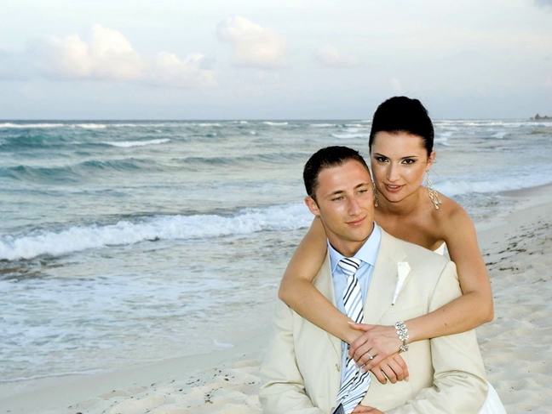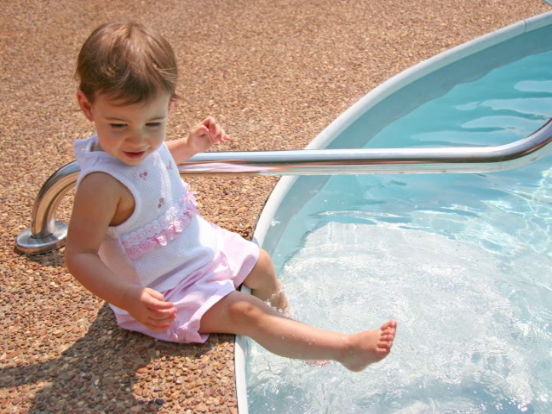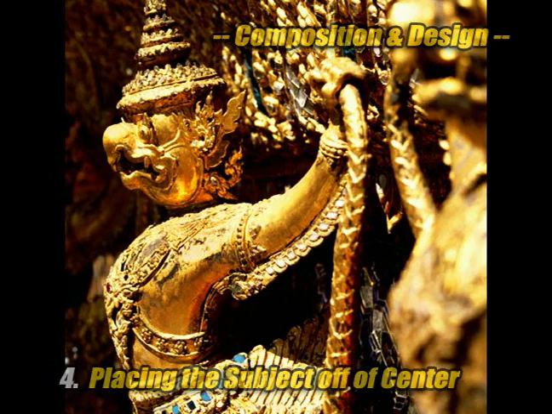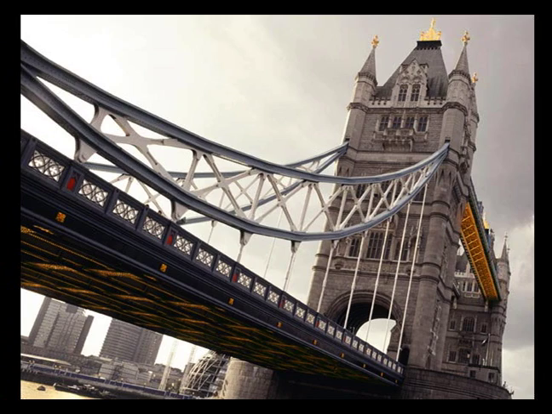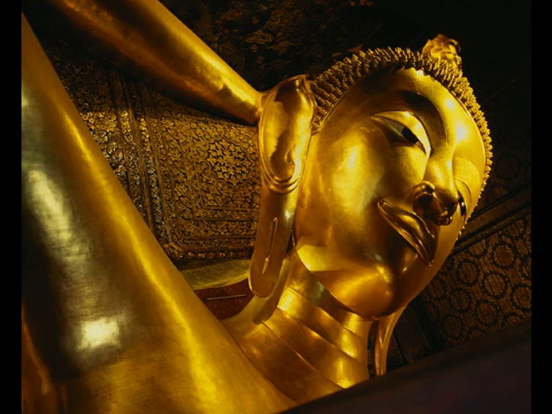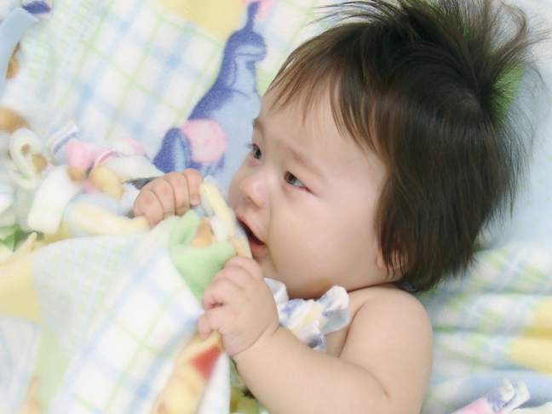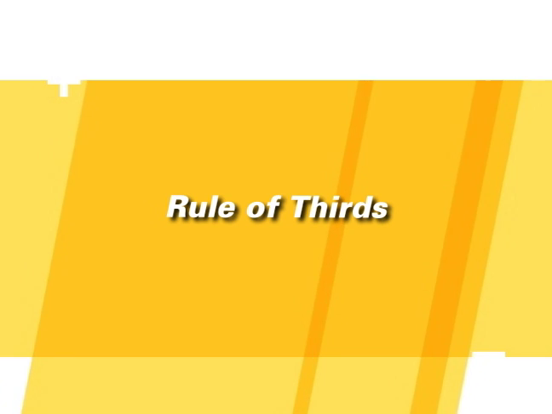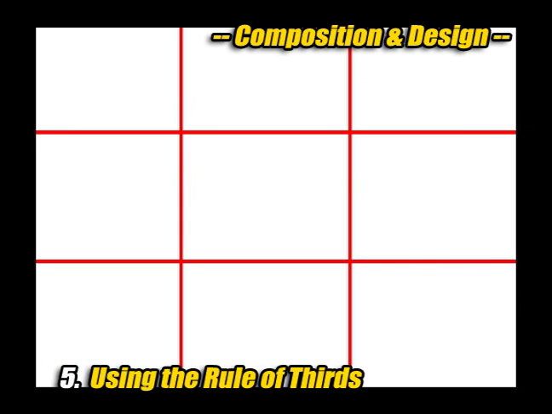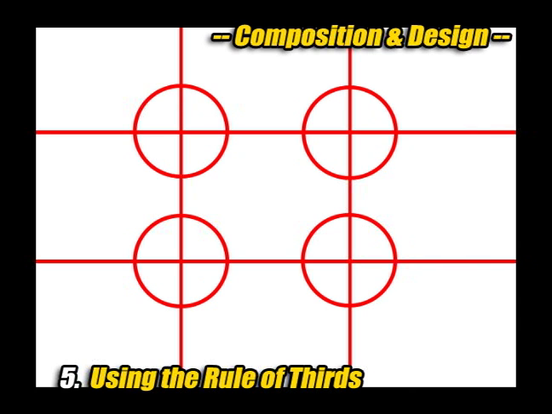Another good idea is to place your subject off of center. This sometimes creates a much more pleasing image. The rule of thirds advocates dividing your viewfinder into thirds both horizontally and vertically, and then placing your most important subjects on the cross points.